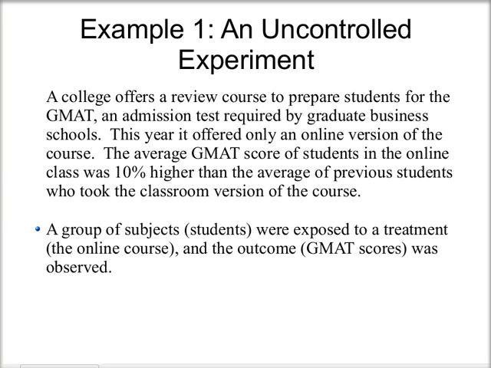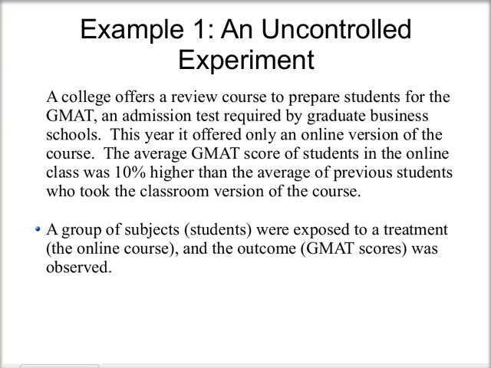So in this experiment, we had a group of subjects who are the students. They were exposed to a treatment, the online course, and the outcome, their test scores, was observed. In this case, we have no control group, so this is an uncontrolled experiment. All of the students were in the online course.